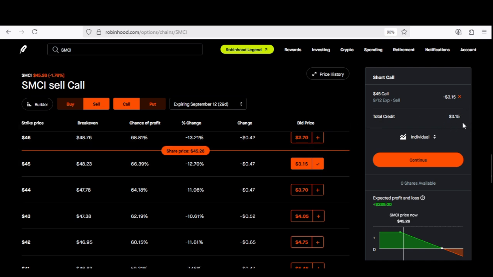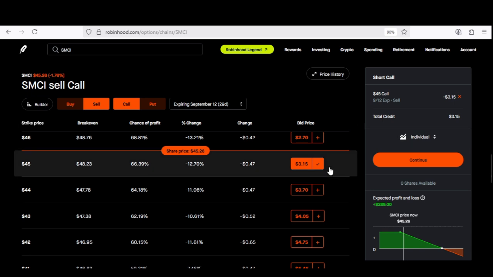Remember, that's cash flow. That's never going to be taken away from you. Then you're going to get your 100 shares that you used as collateral released back to you. The important criteria for you to do the covered call is that you must own 100 shares.